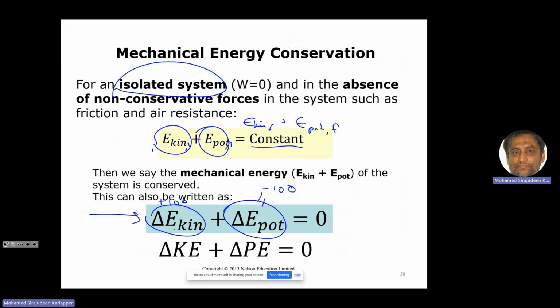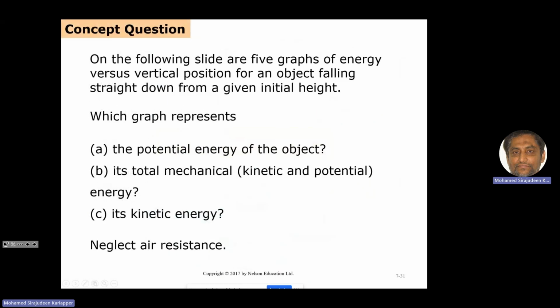So the best way to write this is change in kinetic energy plus change in potential energy equals 0. I sometimes shift my notation. I sometimes use KE for kinetic energy. In the book they use this, but I prefer it, but you should be able to switch between them without any issues.